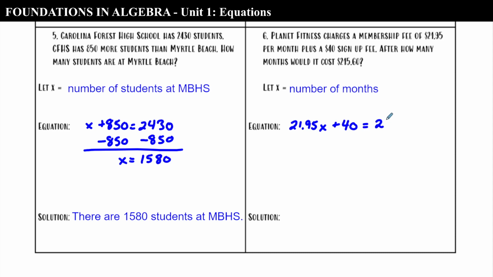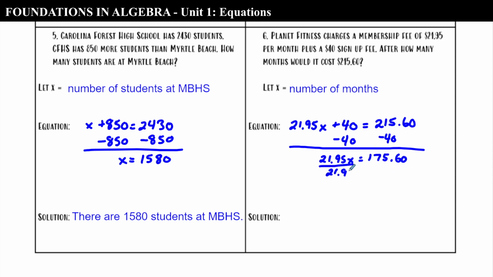and we have spent a total so far of $215.60. So from here, we're going to subtract 40 from each side. That's the one-time sign-up fee. And that's going to give us $175.60. And so now we're going to divide each side by $21.95 to find out how many months we've been paying. And when you put that in your calculator, you get 8.